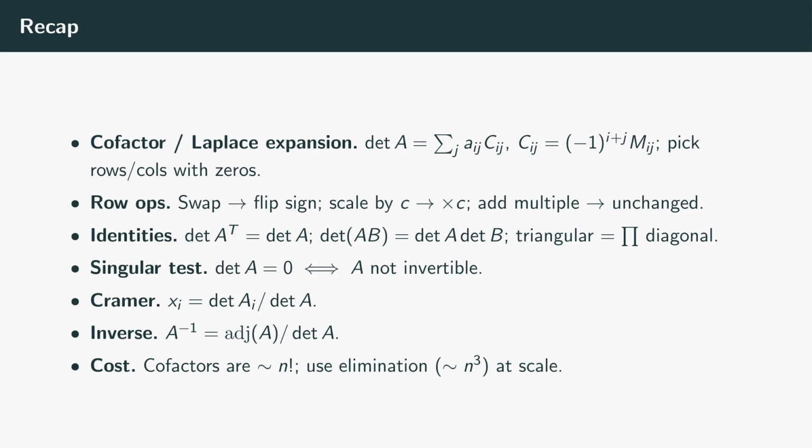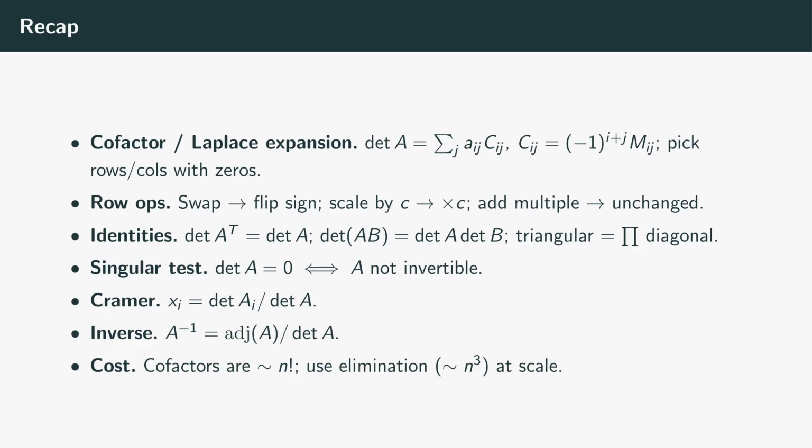Let's recap. Cofactor expansion, also called Laplace expansion, computes a determinant by summing each entry of a row or column times its cofactor, where a cofactor is a smaller determinant with a checkerboard sign. Choose the row or column with the most zeros. The row operations: swapping rows flips the sign. Scaling a row by c multiplies the determinant by c, and adding a multiple of one row to another leaves it unchanged.